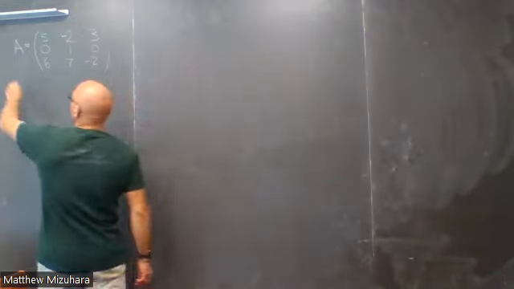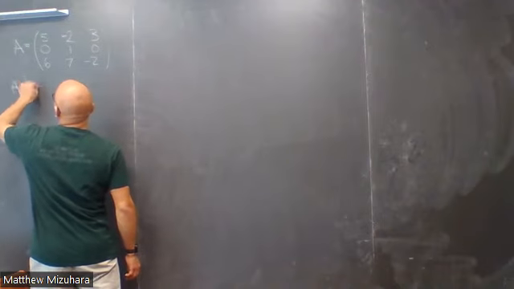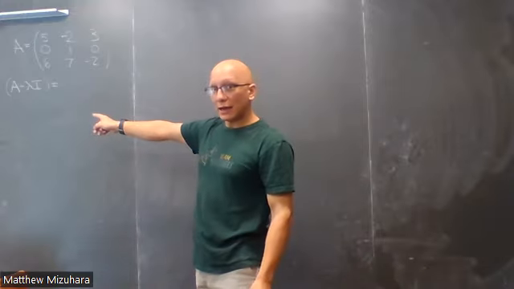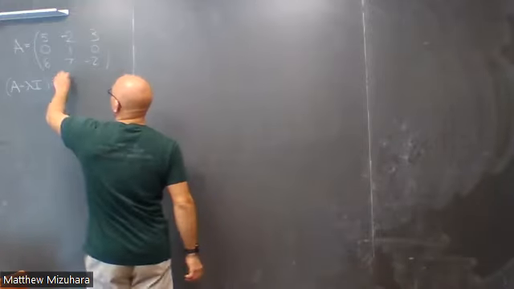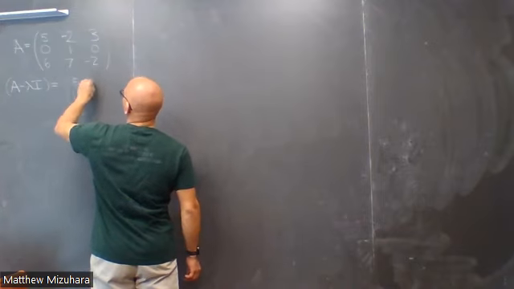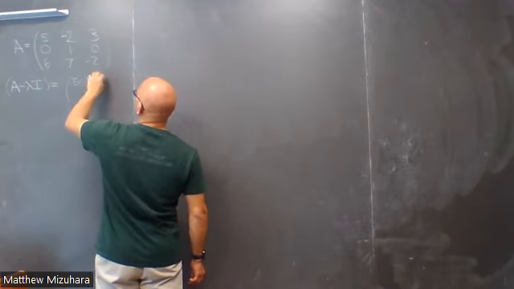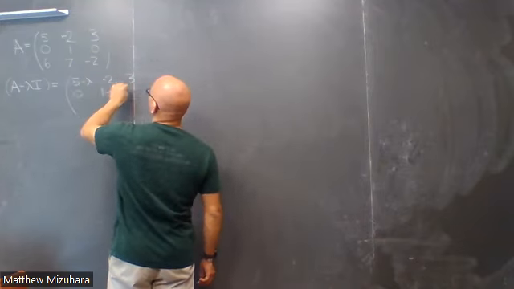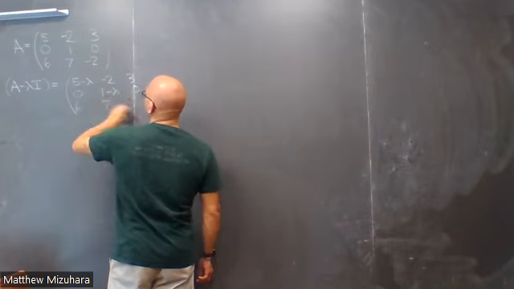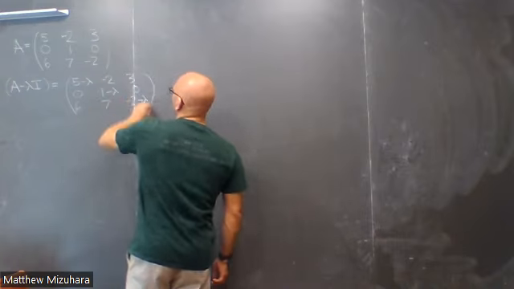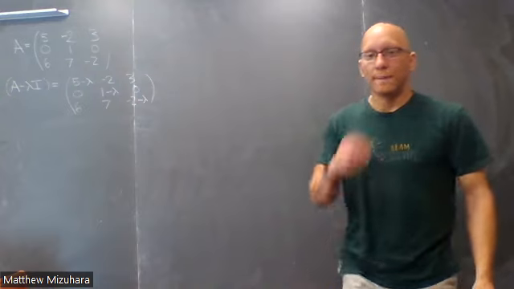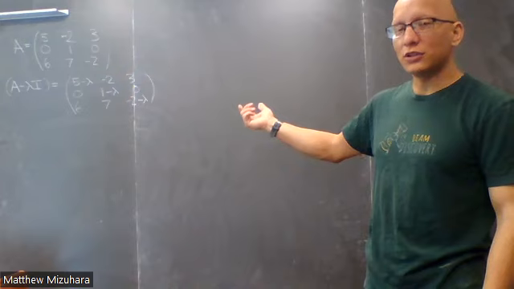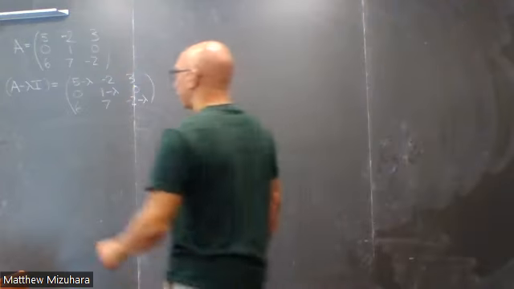So let me start by doing that. I need to calculate this matrix A minus lambda I. In this case, 5 minus lambda. I'm going to subtract lambda from the diagonal. Minus 2, 3, 0, 1 minus lambda, 0, 6, 7, minus 2 minus lambda. Okay. And the characteristic polynomial, as you remember, is just the determinant of this matrix.